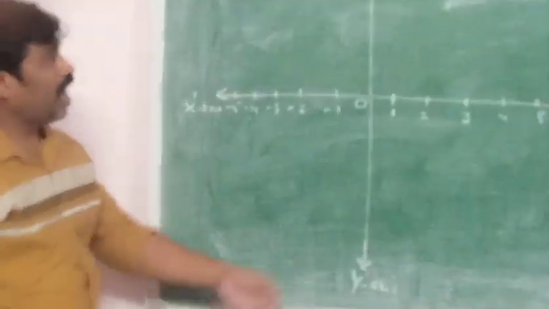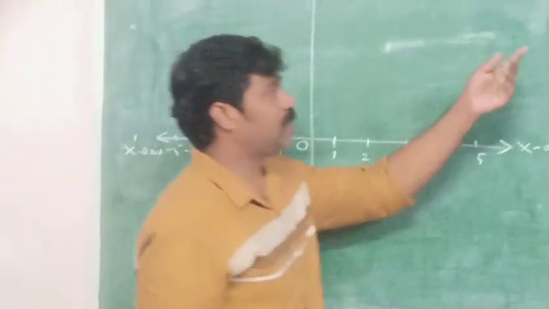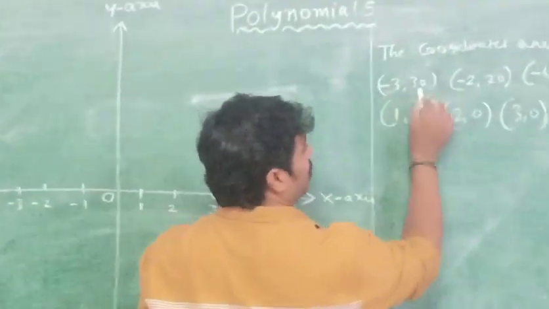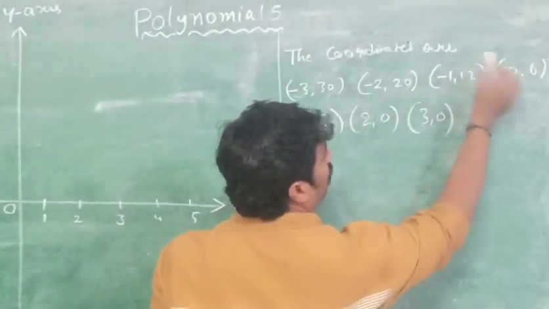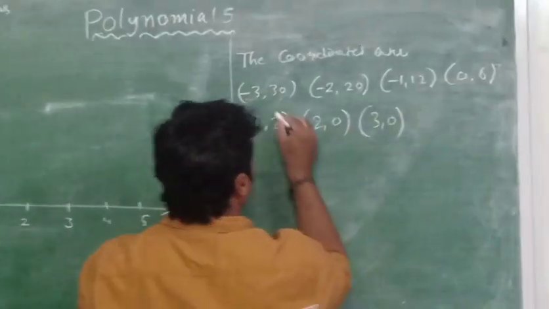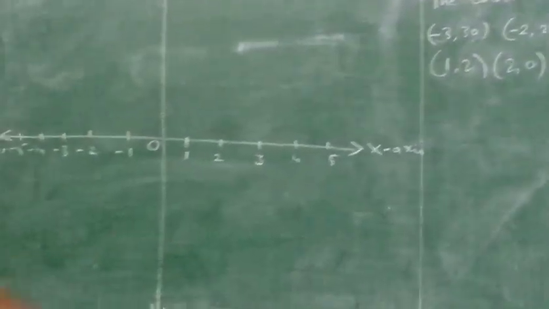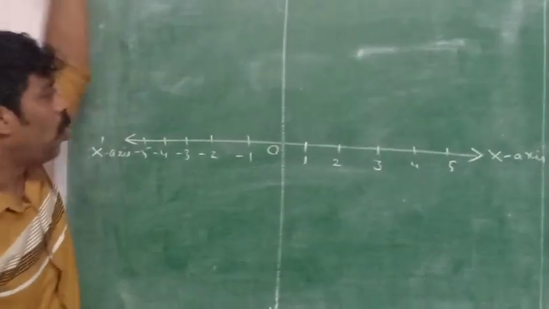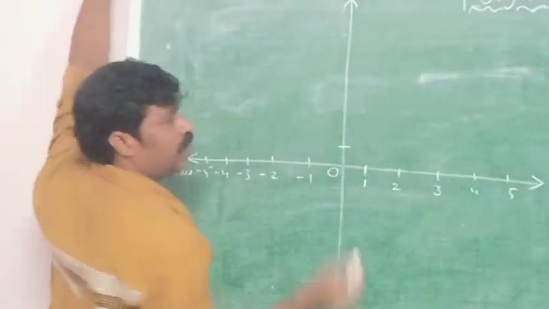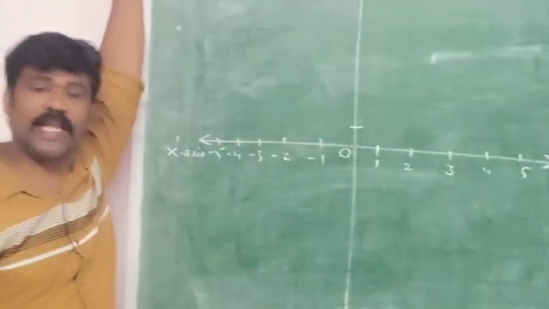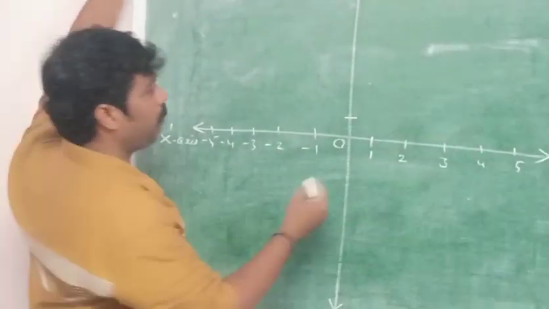On the y-axis, if you observe the y coordinates here, minus 30, 20, 12 and 6, somewhat bigger values. So what we have to do is take the scale on the y-axis as 1 centimeter equal to, let it be, 5 units. Otherwise you can take 2 units.